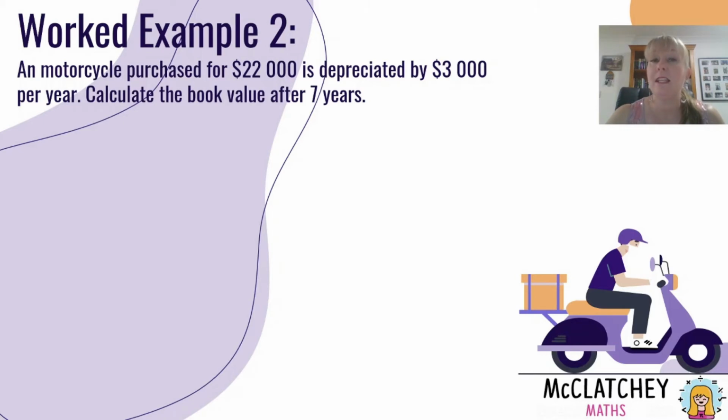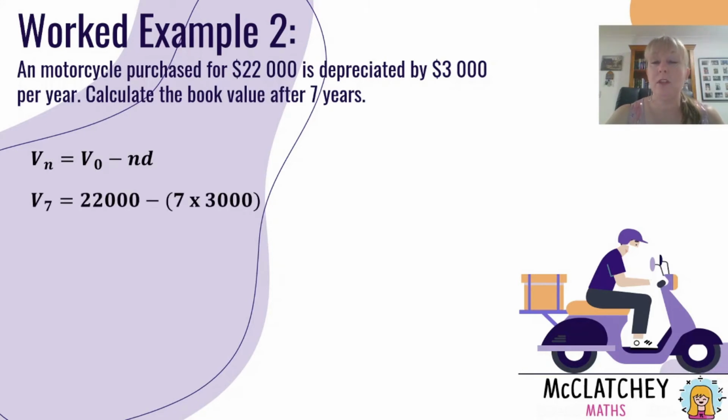We need to calculate its book value after 7 years. Now, the reason why it's called a book value is because that's its value on paper. You might actually be able to sell it for more if you're lucky. You might have to sell it for less. You never know.